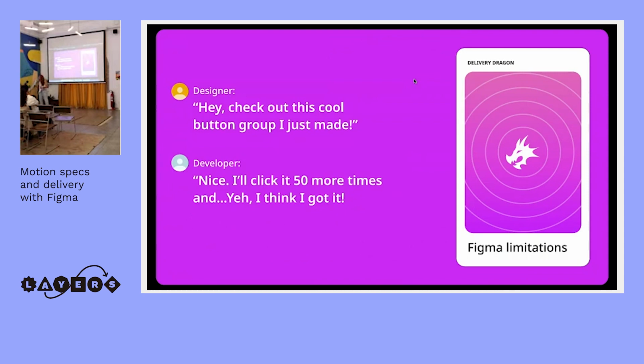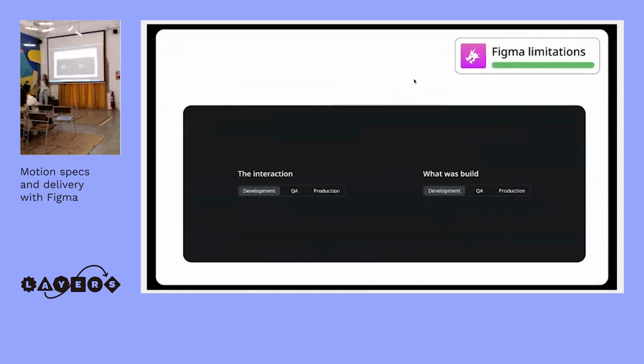So what happens was the designers say, hey, check out this cool button group I just made. Nice, I'll click it like 15 times and just try to understand what's happening, like what is the difference, and I'll try to design it. I'll give you a practical example. So this is the interaction that we wanted. I know it's very subtle, but you can see, it's smooth, it's nice. And this is the thing that we ended up having. And for a developer, it's exactly the same.